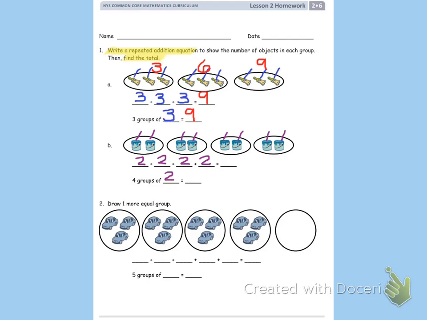I'm going to let you add that up and figure out what the total is. Go ahead and do that now. Once you know the total, write it here and here.